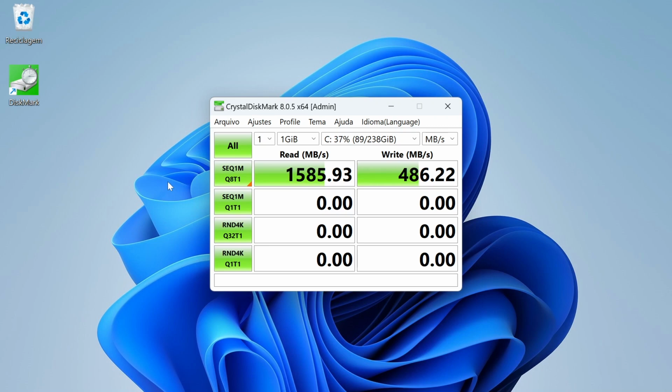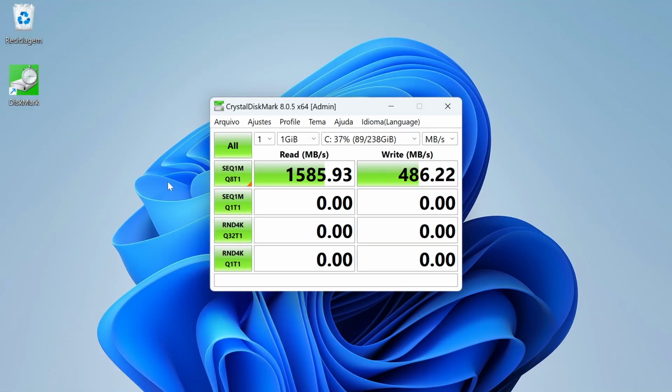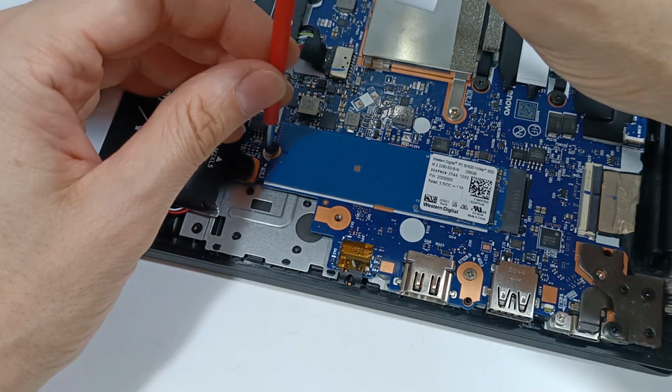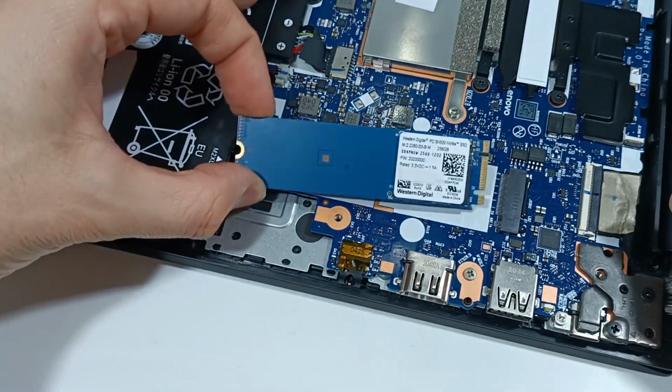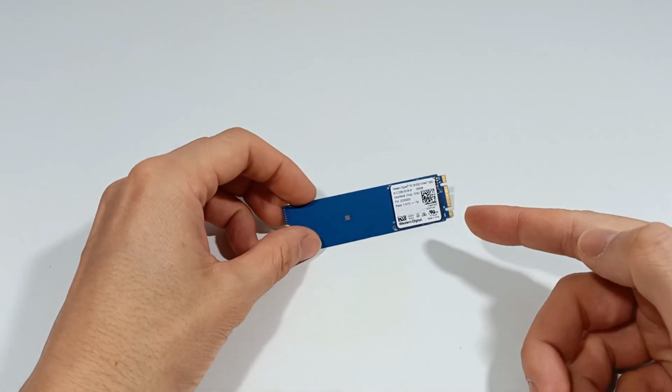These were the results of sequential reading and writing tests under the best conditions, with 1.6 GB per second of file reading and 500 MB per second of file writing, but under normal computer use conditions, the speed will be lower. Although the test result is not the best for an M.2 SSD, the result is good for a normal computer.